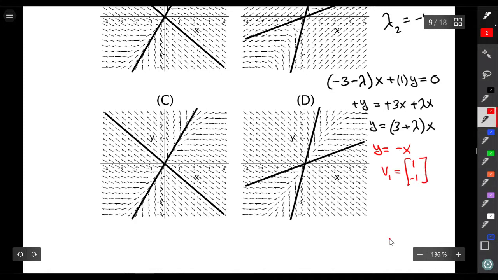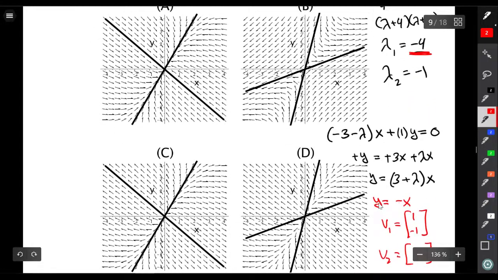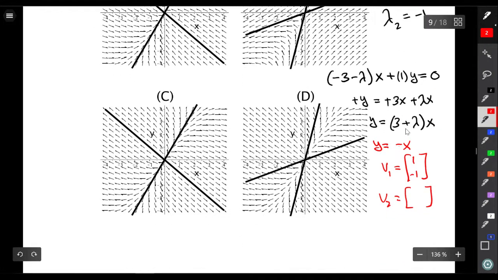Best thing to do is put the coefficient of the x here, coefficient of the y here, and that should automatically solve it for you. v2 would equal, we're going to put in -1. So 3 minus 1, that would be 2. So y is equal to 2x. So just write the coefficient of the x down here, coefficient of the y over here, and those are your two eigenvectors.